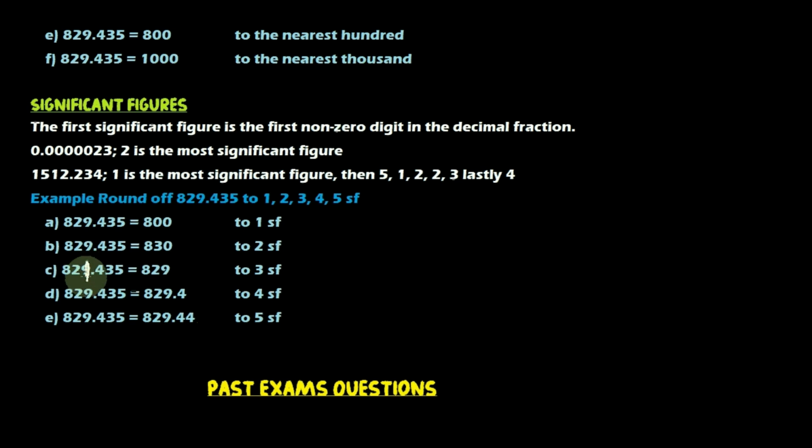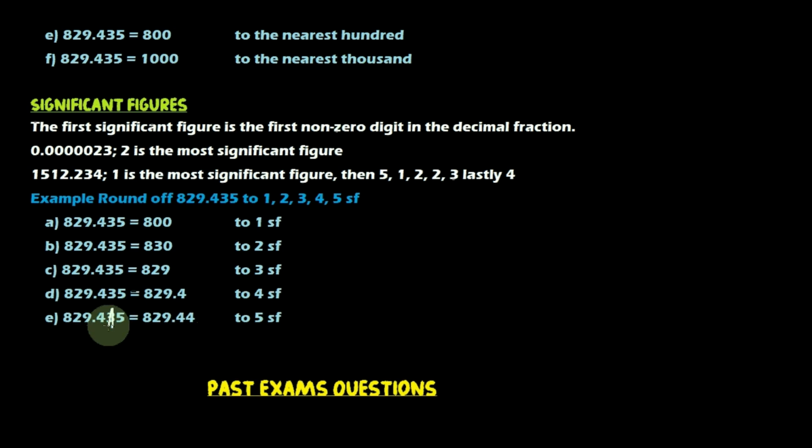We now go to 3 significant figures. Our third significant figure is what? Is 9. We look at the number on the right. Number on the right is what? Is 4. 4 rounds down, therefore it becomes 829. 4 significant figures. 4 is the fourth significant figure. We look at the number on the right is 3. 3 rounds down, therefore we get 829,4.